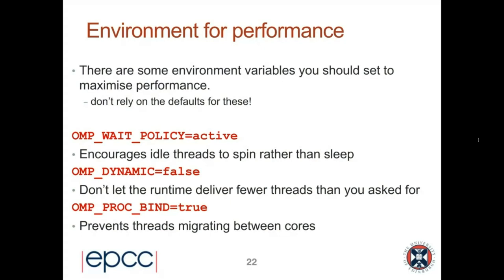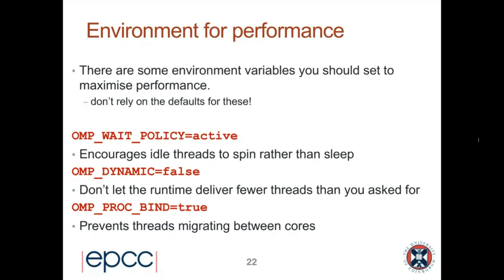So there are three of these. The first one is OMP wait policy, and you should set that to active. What that does is encourage idle threads to spin rather than go to sleep. So if you have threads, say, waiting at a barrier or waiting to enter a critical region, then the runtime has the option of either keeping those threads alive and consuming CPU cycles so that they're immediately ready to start up again as soon as possible, or it can decide to put them to sleep so that that frees up hardware resources for other systems to use. So setting wait policy equals active encourages the runtime to do spinning rather than sleeping, which means that starting the threads up again will be as fast as possible.